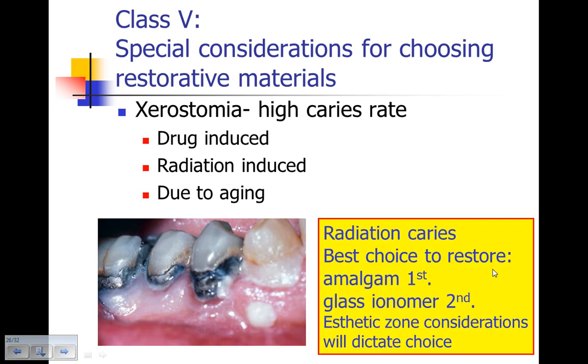Well, for the patient with xerostomia, we're considering glass ionomer and amalgam as choices for restorative. In fact, in non-aesthetic zones, amalgam is a longer-lasting restoration than glass ionomer. The xerostomia, the dry mouth, seems to have a negative impact upon the glass ionomer. The glass ionomer does better in a more normal, moist environment. The amalgam does a better seal in these areas.